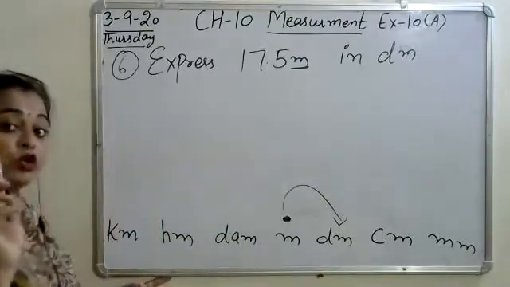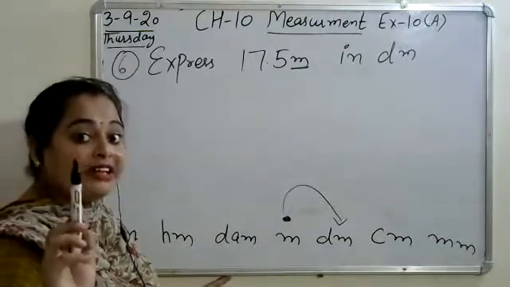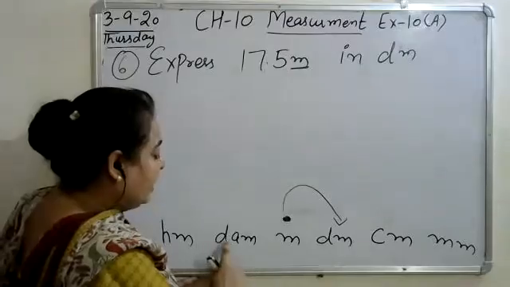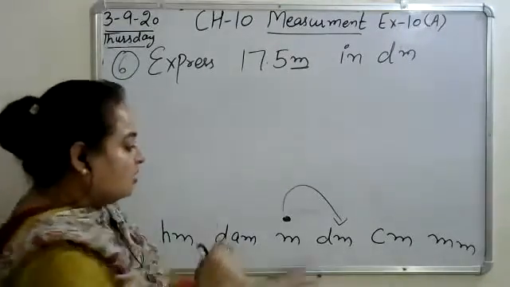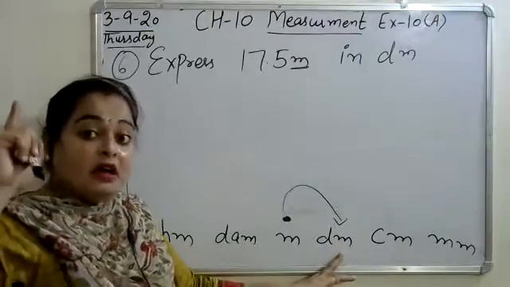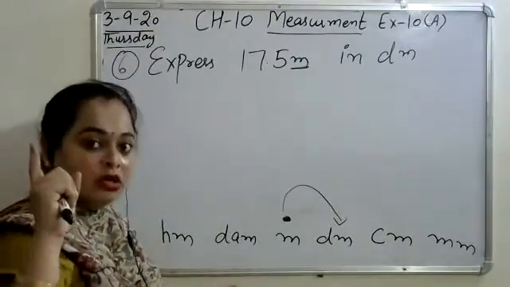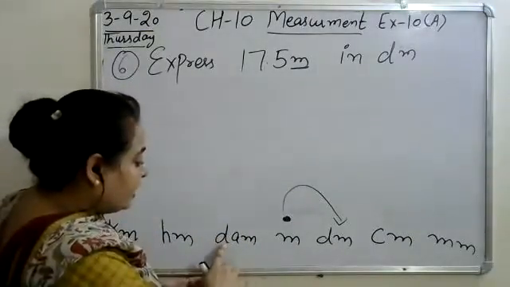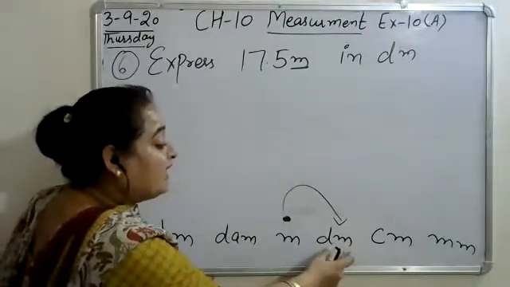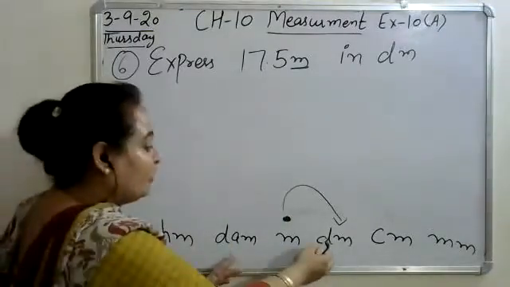All of you listen to me very carefully. No need to get confused between DAM and DM. This is decameter, DAM. This is DM, because I have explained, both of them move according to the alphabetical rule. According to the alphabetical rule, DA comes first and DM second. So this is DM, decimeter. This is DAM, decameter. So both are different terms.